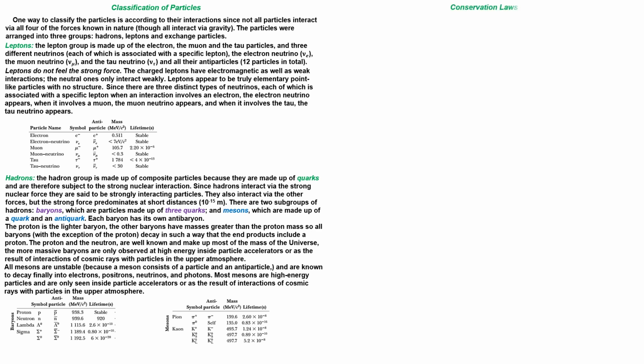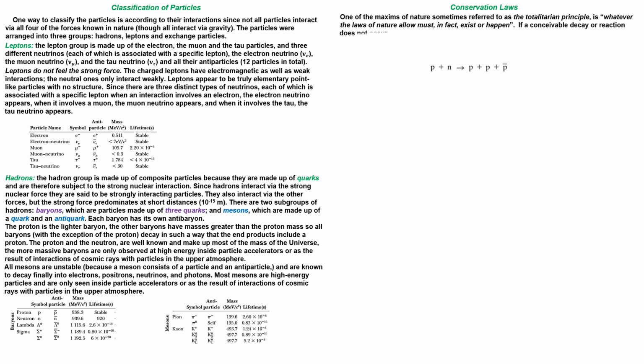Conservation laws. One of the maxims of nature, sometimes referred to as the totalitarian principle, is whatever the laws of nature allow must, in fact, exist or happen. For example, look at the following reaction. Even though charge, energy, and so on are conserved, this reaction has never been observed. If a conceivable decay or reaction does not occur, then there must be a reason. The reason is usually expressed in terms of a conservation law.